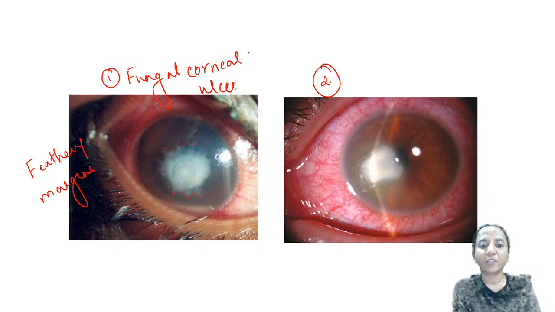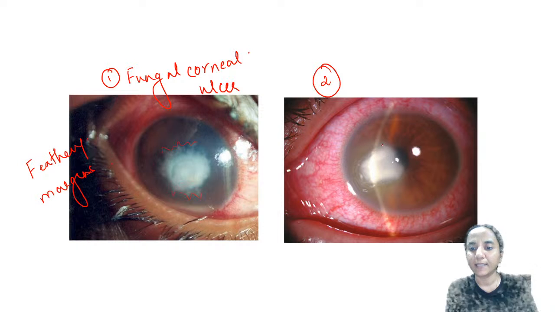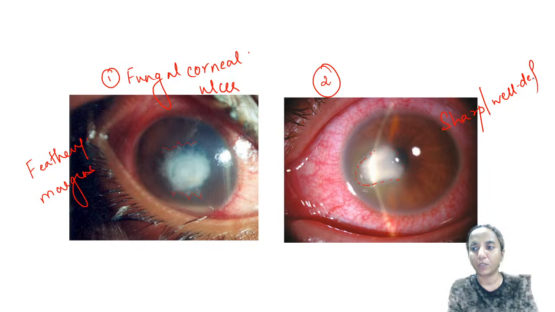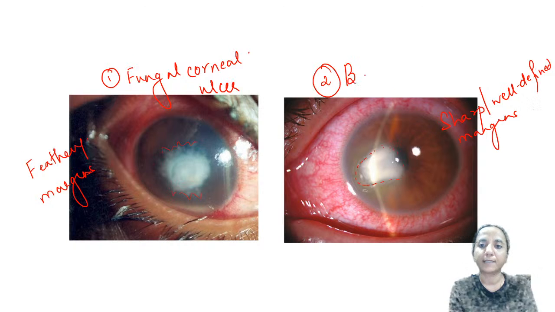But if you get picture number 2 in the exam, look at this ulcer here. There is a single ulcer here also, but look at the margins of the ulcer. This has well-defined or sharp margins. The margins are not feathery, they are well-defined or sharp margins, and therefore we are going to call this a bacterial corneal ulcer.